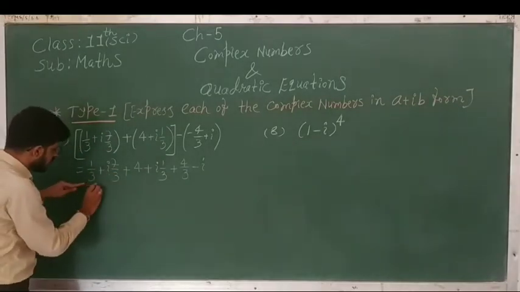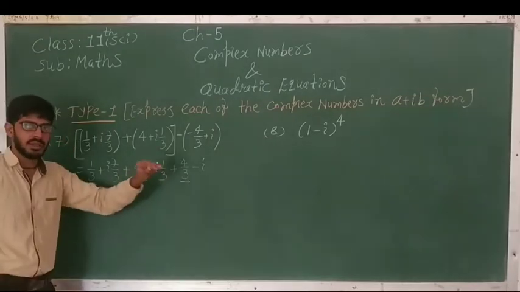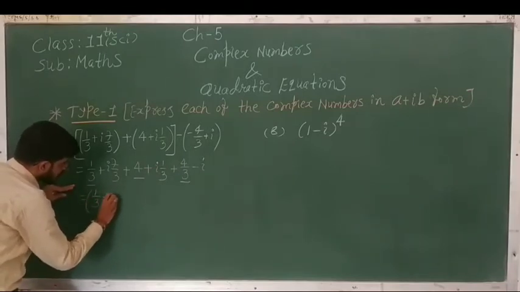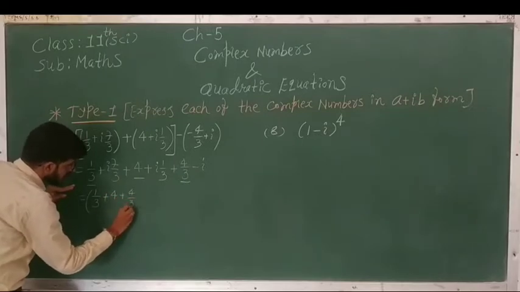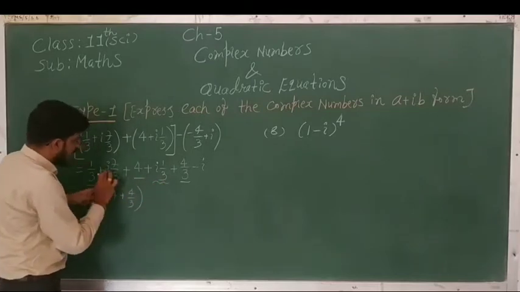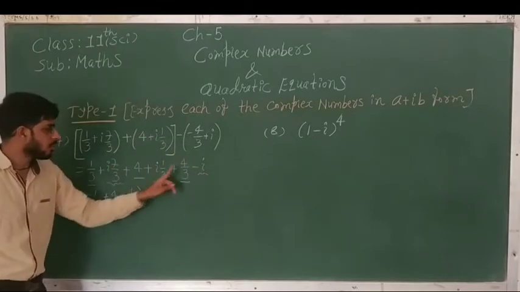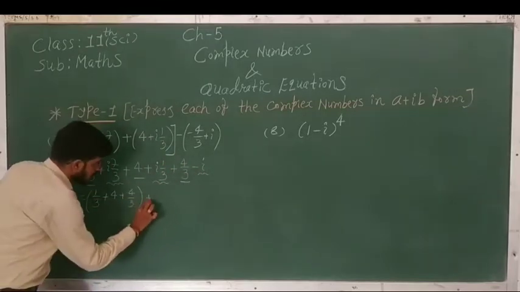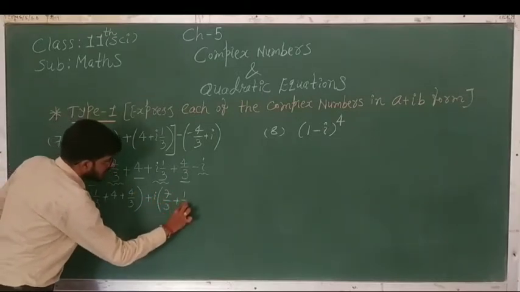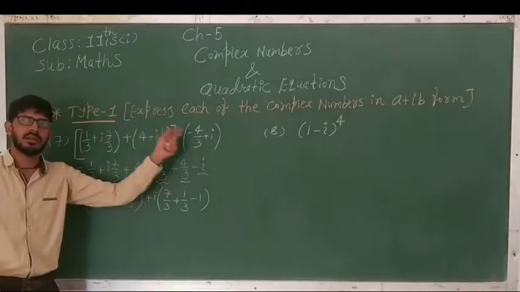So now see here, 1/3, 4 and 4/3. These three terms are the real part. So we write in one bracket: 1/3 + 4 + 4/3. And the remaining terms, 7i/3, i/3 and minus i, give the imaginary part. We have to take i common from these three terms. So i common in bracket: 7/3 + 1/3 − 1.